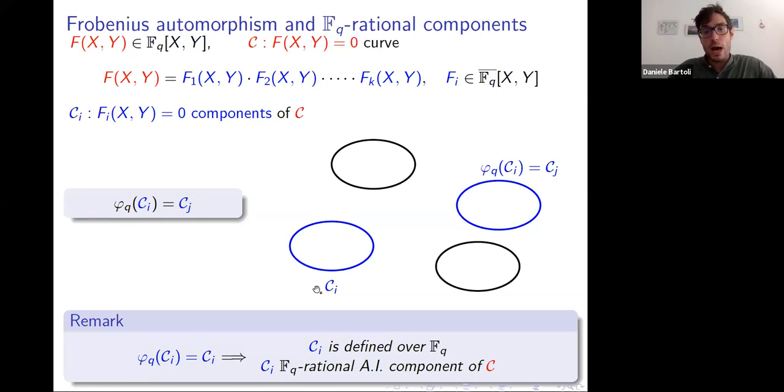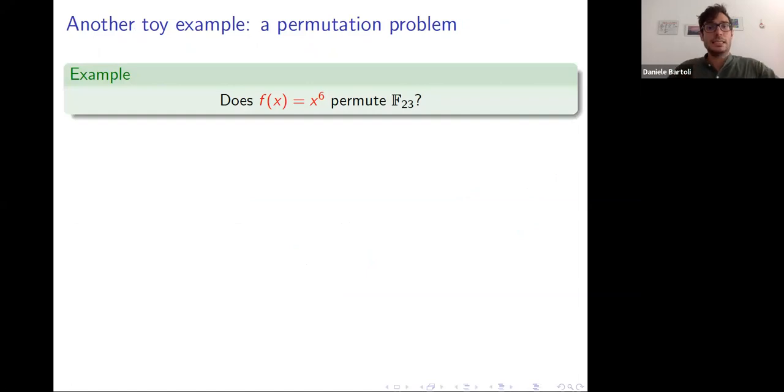But if one component Ci is fixed by the Frobenius, then we say that Ci, which is clearly defined over Fq, it means that the polynomial Fi, apart from a scalar multiple, has all its coefficients in Fq, then we say that Ci is an absolutely irreducible Fq rational component of the starting curve. Why is it important to know if our curve perhaps is not absolutely irreducible, but it possesses absolutely irreducible components defined over Fq? Well, let's see an example.